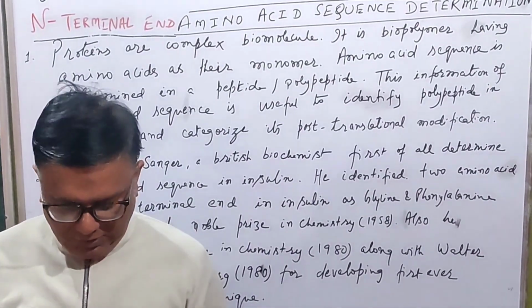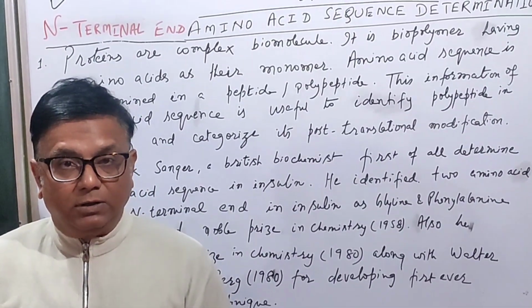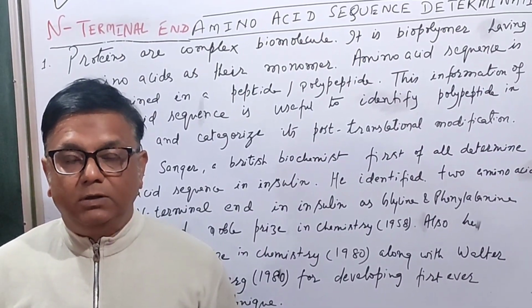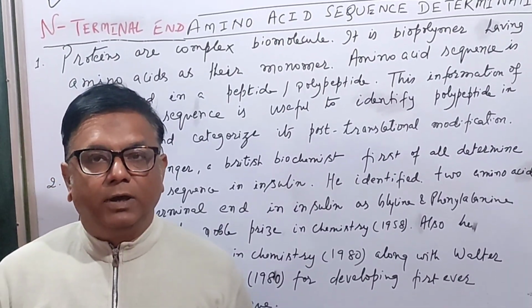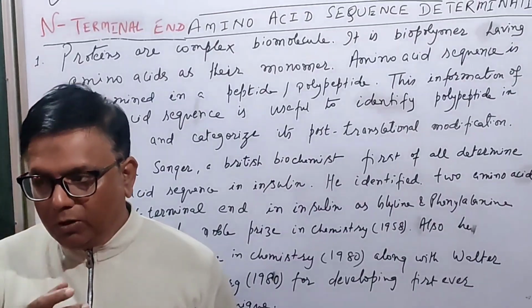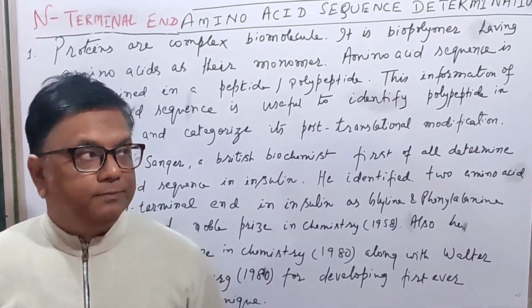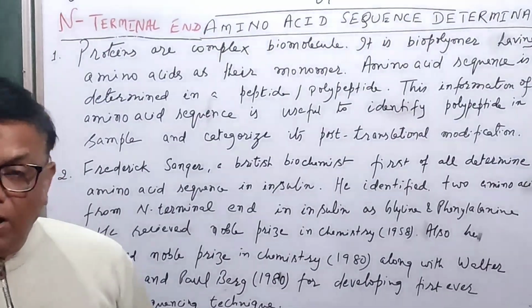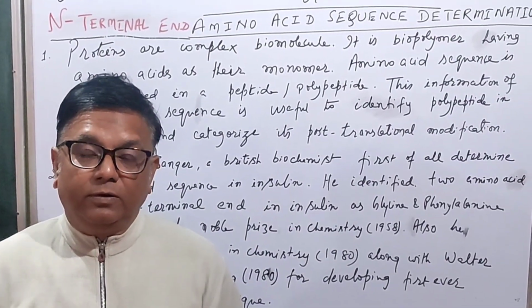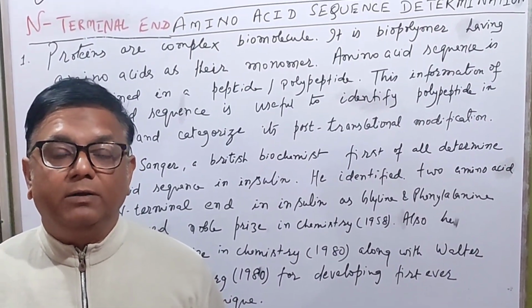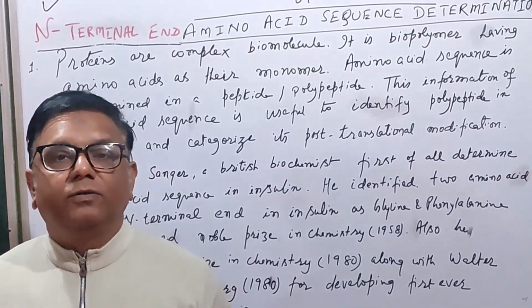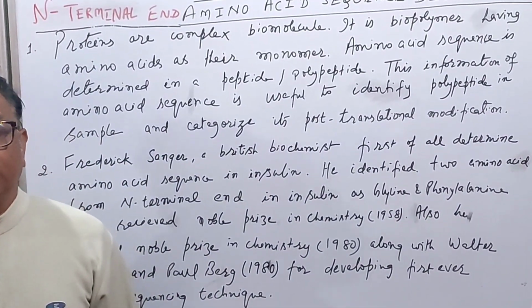As you know, when we talk about proteins, these are biopolymers, biomolecules, made of the monomer amino acid. So why is amino acid sequence determination in a polypeptide necessary, or what information will it give?